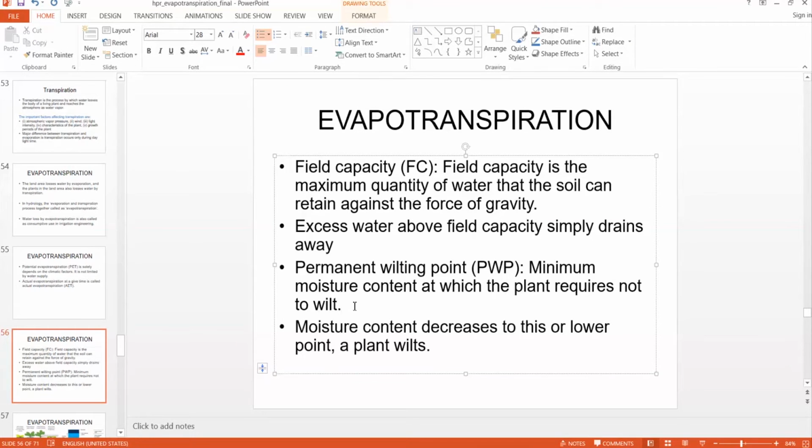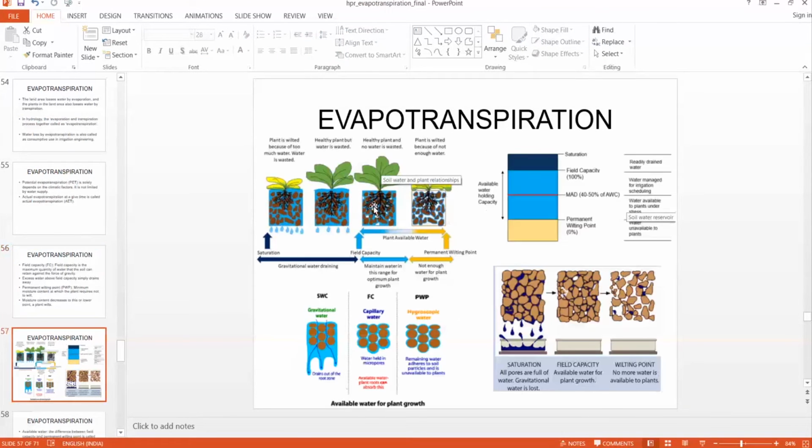I'll show you one picture that explains better. So if moisture content decreases below this permanent wilting point, that water cannot be available for a plant. So you see that this is a schematic. I mean, these are figures. They explain what field capacity is.